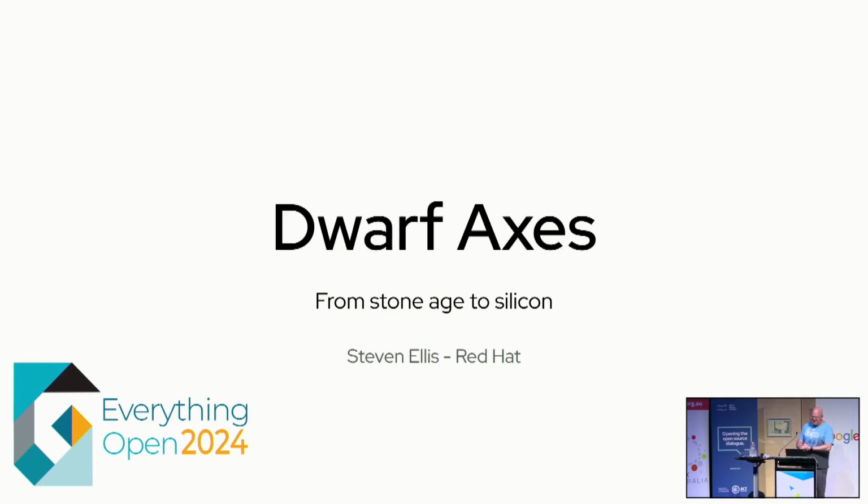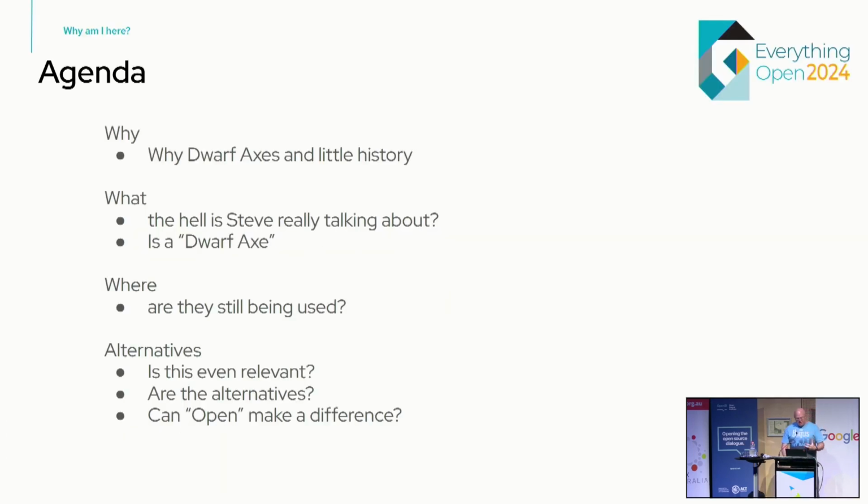But anyway, Dwarf Axes. A bit of an overview. We're going to a brief agenda. We should start with the why. So why Dwarf Axes? Why is that the concept we're using? And a little bit of IT history. And then really it's what is Steve actually here to talk about? It's going to go a little bit odd occasionally. And what really is a Dwarf Axe? What do I mean by a Dwarf Axe?